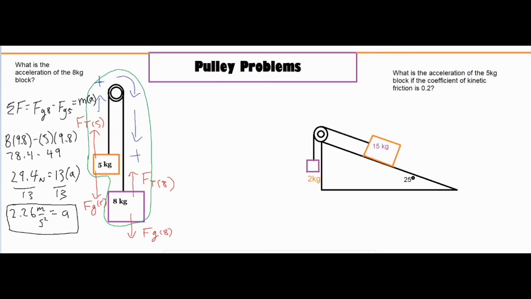Next, I'm going to do the pulley problem over here to the right, which is a lot more complex. So I'm going to start off with similar steps to the ones I did with this one, as in I'm going to draw my force diagram, identify my system, and then identify which way is positive and negative.